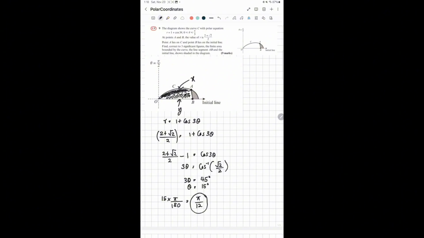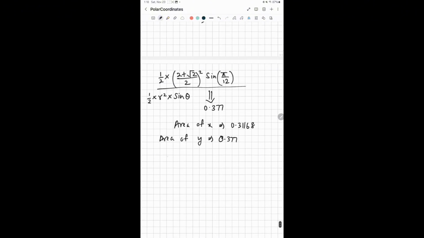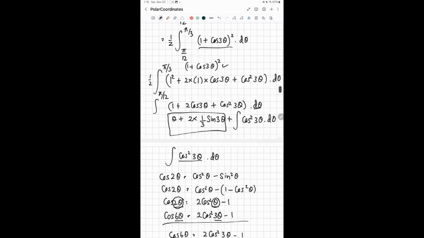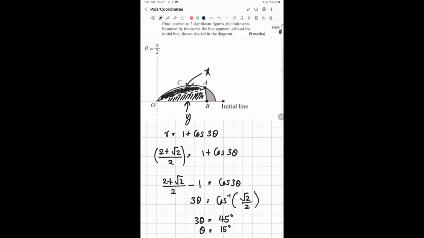So we can add X and Y. If you add X and Y, you get 0.3168 plus 0.377, which is 0.68868. We leave it like that. Now we found the area of this whole section. Now to find the area of the shaded region, you need to find the area of the whole thing, the whole curve.